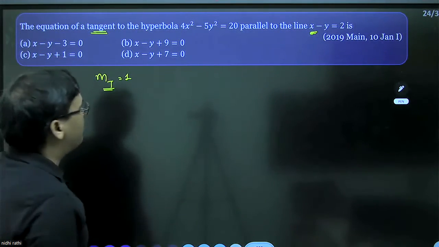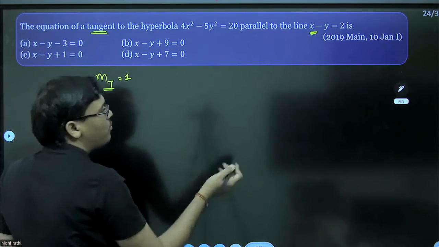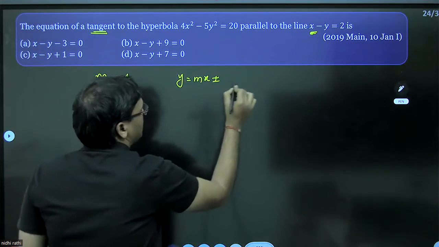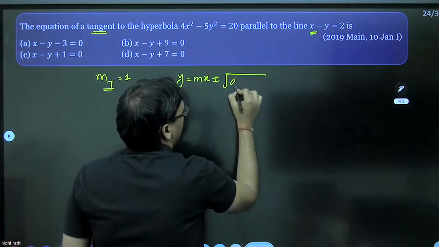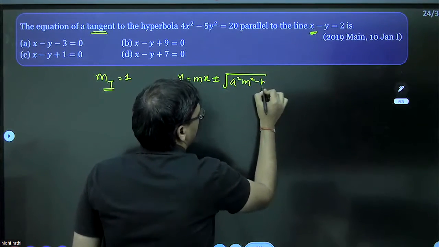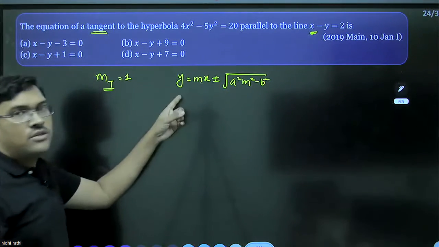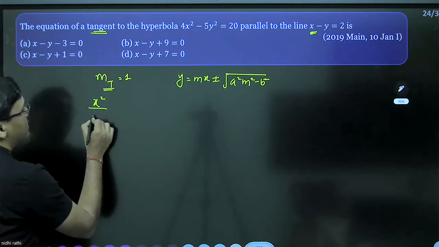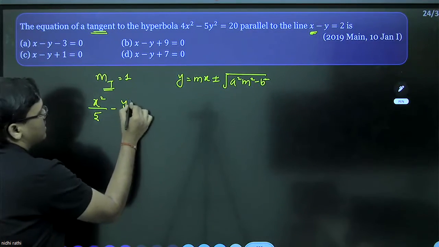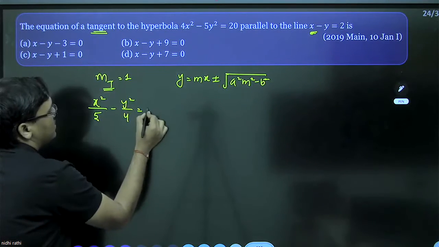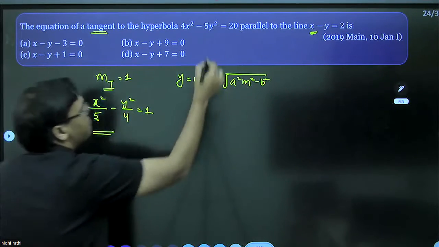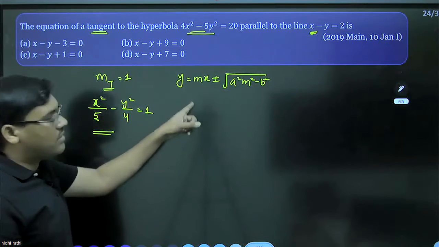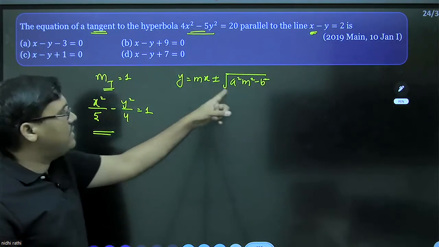Now we know the equation of the tangent with slope m: y = mx ± √(a²m² − b²). This is the equation of the tangent to the hyperbola x²/a² − y²/b² = 1. You can see I have just arranged this. This is the standard hyperbola. The equation of the tangent with slope m is this.